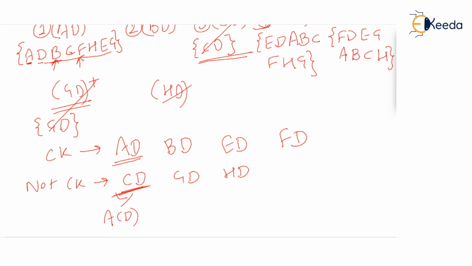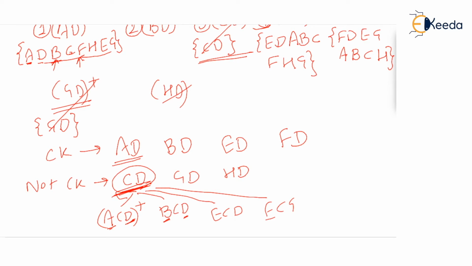Wait. Here is the fun part. You are saying CD is not the candidate key, so let me check a bigger key. Let me put A in this. But hello, AD is already the candidate key, isn't it? Then there is no sense in finding ACD. ACD is going to be a super key. Similarly, there is no sense in finding BCD, putting B in the CD, because BD is the candidate key. Similarly, there is no sense in finding ECD, and no sense in finding FCD, because FD is also a candidate key, isn't it?